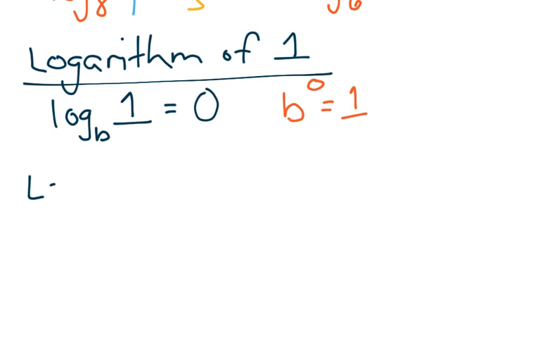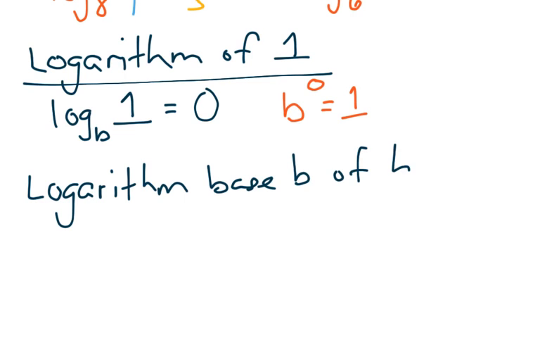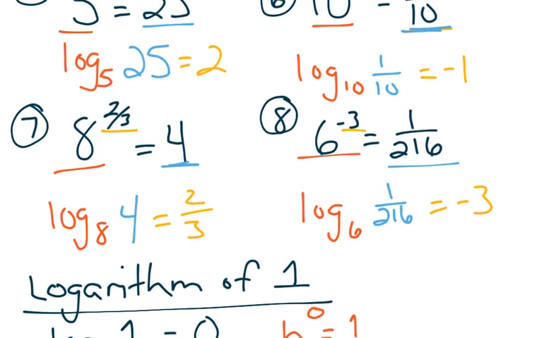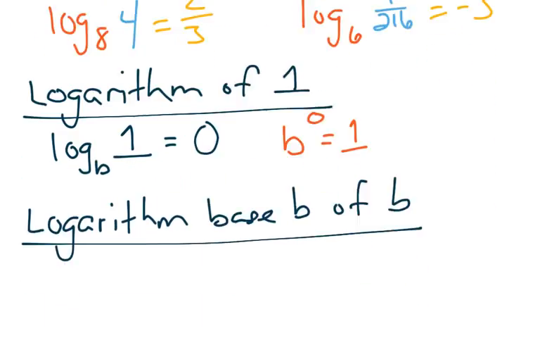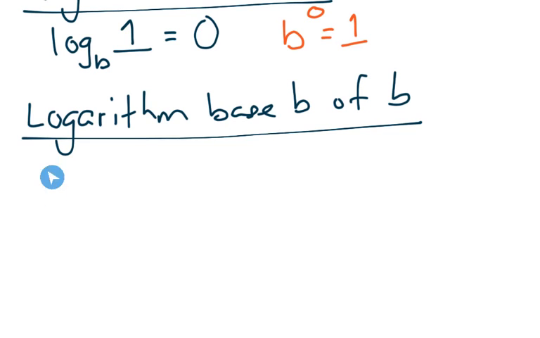The other special logarithm I want to talk about is the logarithm base b of b. We saw an example with that, example number 3, log base 12 of 12. So these two numbers are going to be the same. That's what this special property is discussing. So log base b of b: anytime you have log base b of b, your answer is going to be 1.